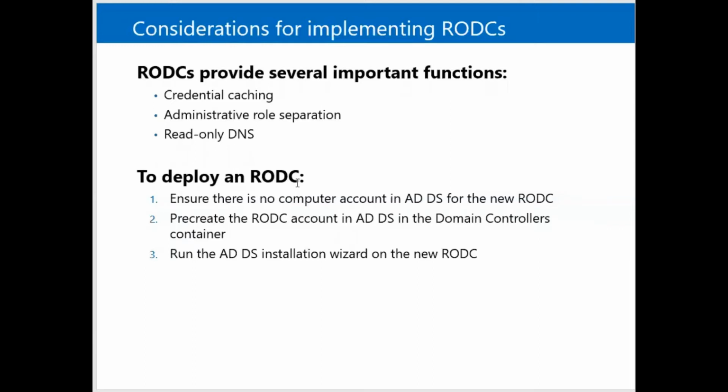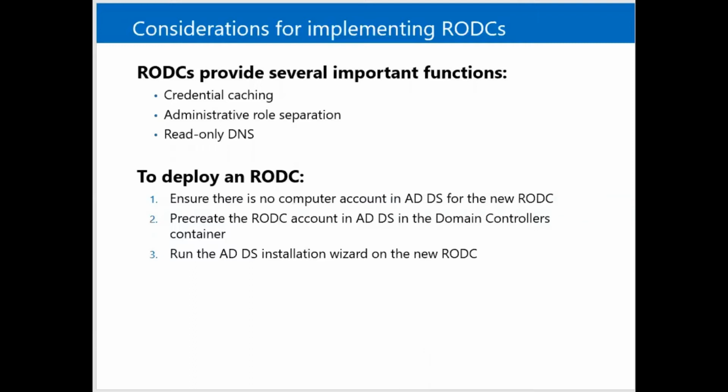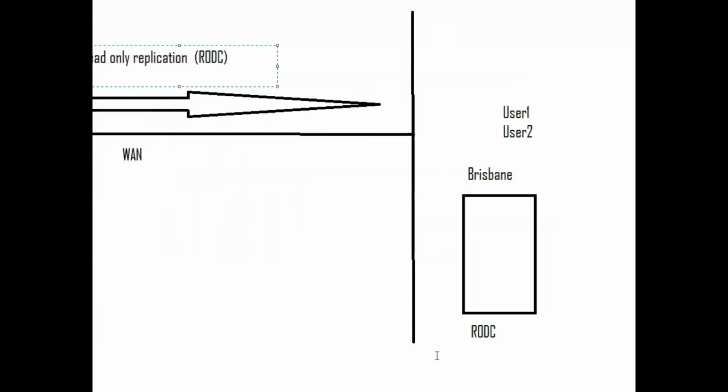To deploy an RODC, ensure there is no computer account in Active Directory Domain Services for the new RODC. We create the read-only domain controller account in AD DS in the Domain Controllers container. After that, run the AD DS installation wizard on the new RODC. So what it means is we can create another domain controller, and for that we need additional servers. Now we're going to look at how to deploy the RODC.